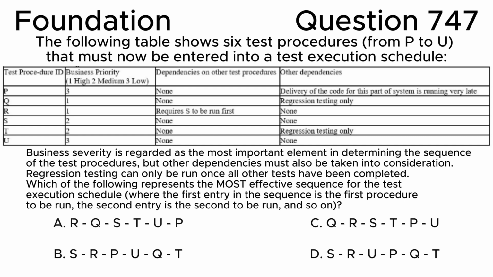Which of the following represents the most effective sequence for the test execution schedule, where the first entry in the sequence is the first procedure to be run, the second entry is the second to be run, and so on?